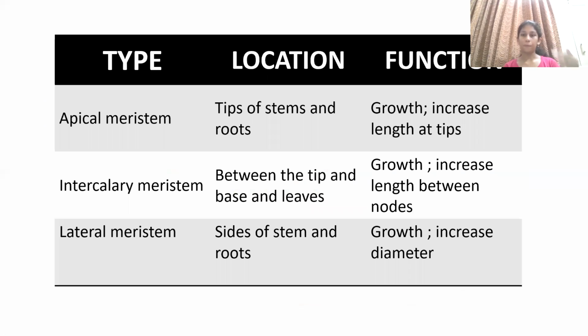Now we have learned about meristematic tissue. Let's recap quickly. Apical meristematic tissue is located at the tips of stems and roots, and its function is to increase the length of the stem. Intercalary meristematic tissue is located at the base of the leaves, and it increases the length of the internode. The lateral meristematic tissue is found on the sides of stems and roots. Its function is to increase the diameter, meaning the width.